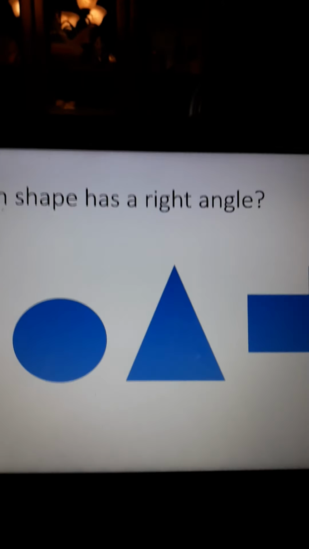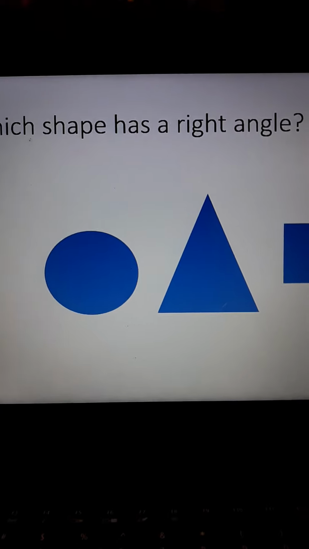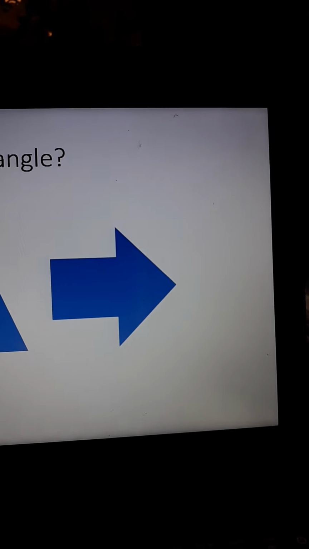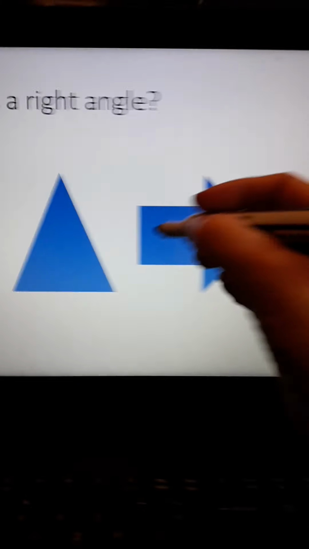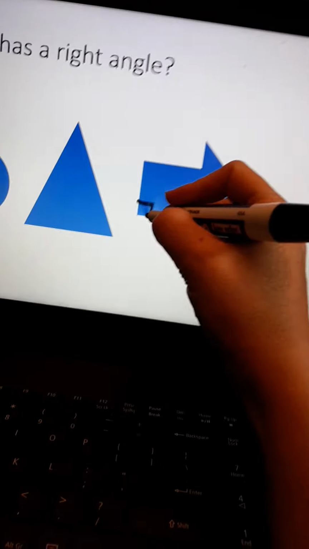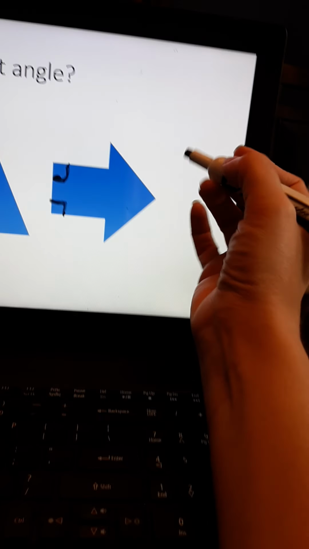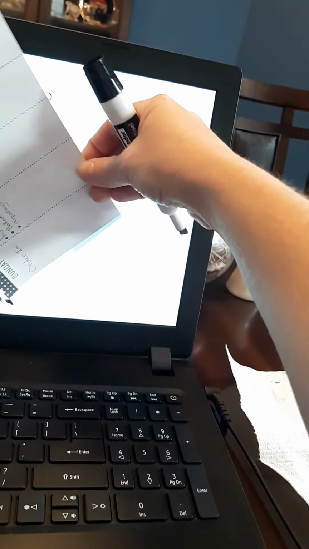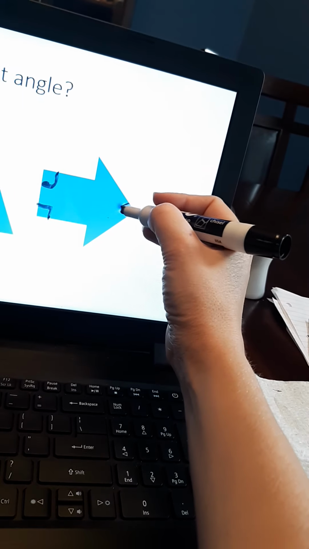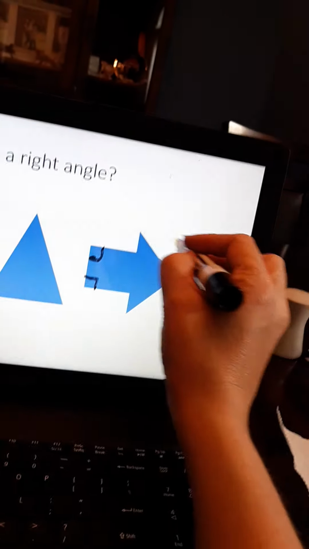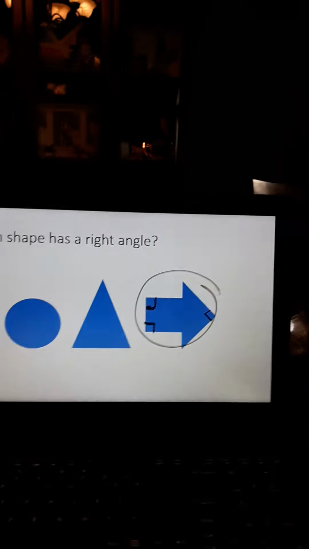Okay, look at that circle. Does it have a right angle? No, we don't even have angles at all. What about the triangle? No, those are all smaller. What about this one? Sure does. It's got some right angles right here. That's a right angle. That's a right angle. That might even be a right angle. I'm not real sure. I can put this edge here. Boom, it is. So this also is a right angle. It's just a little crooked, but it's a right angle. So this one has a right angle.